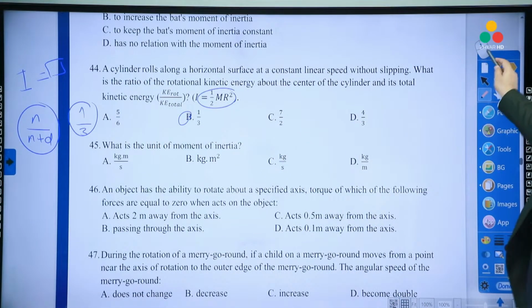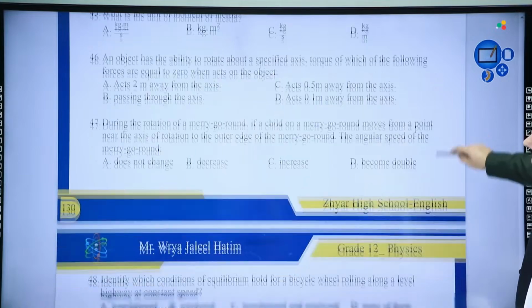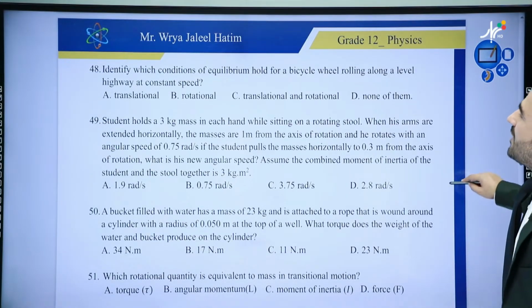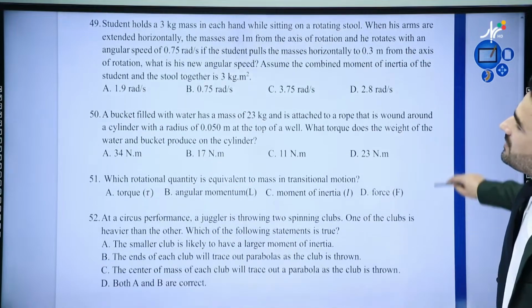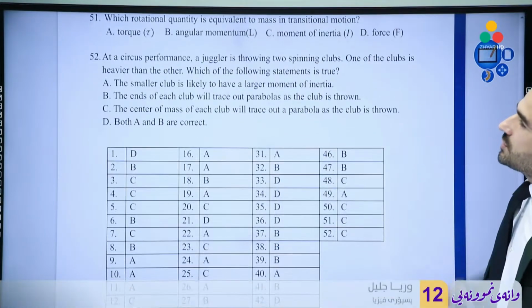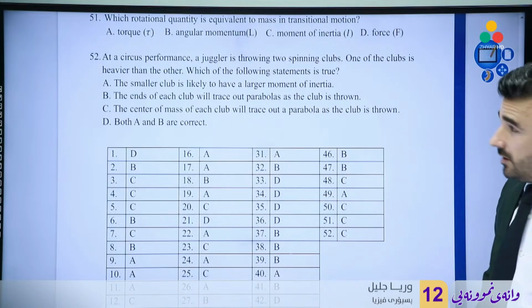All right, I think we're almost at the end now. Identify which condition of equilibrium holds for a bicycle wheel rolling down. These are easy. And then let's take a look at the last question here, which is 52. I think it's worth solving this.